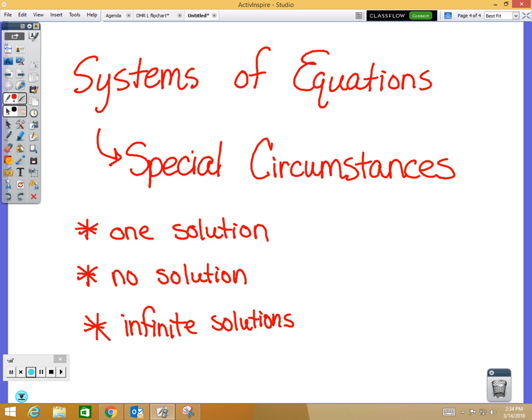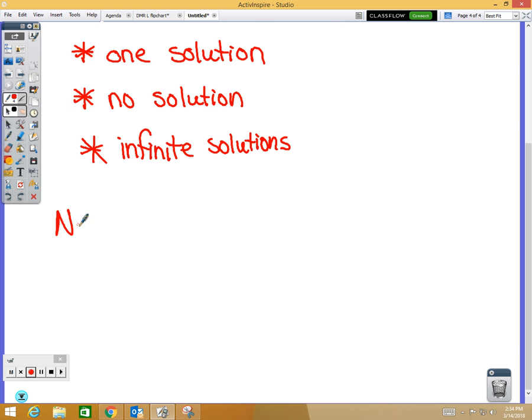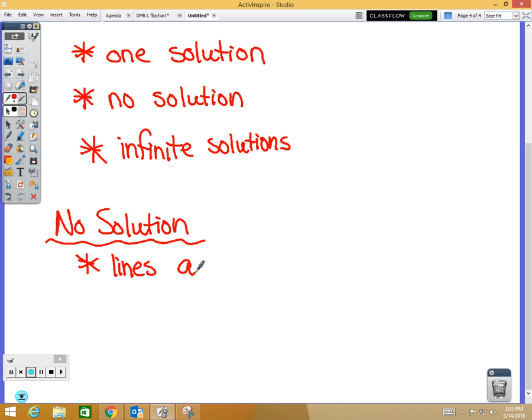No solution. If one solution would be where the lines intersect, then no solution would mean what? Where they don't intersect, and a couple people threw out the word parallel. Good. All right, so if it's no solution, it means the lines are parallel.